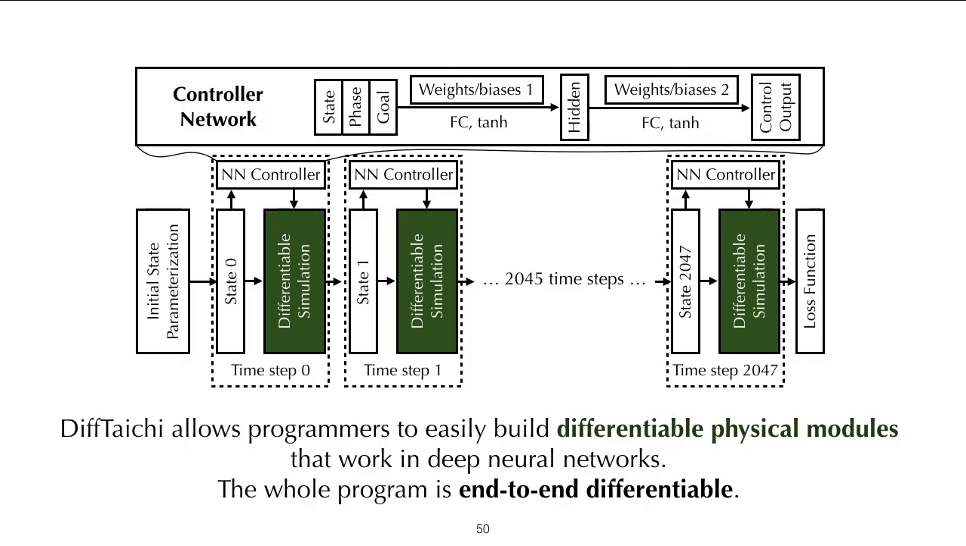So let's come back to this figure. DiffTaichi allows programmers to easily build differentiable physical modules that work in deep neural networks, and the whole program can be end-to-end differentiable. If you write this computational graph in TensorFlow, it's very easy to end up with millions of operators, and sometimes TensorFlow can take minutes or even tens of minutes just to compile the computational graph. But in DiffTaichi, you don't have that issue. It's just because TensorFlow is more designed for deep neural networks, and it's unlikely that a deep neural network has a million operators, but it's very common in simulation. So the computational patterns are really different in the two frameworks.